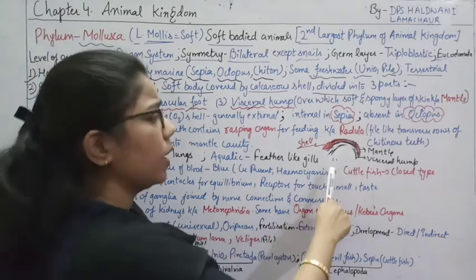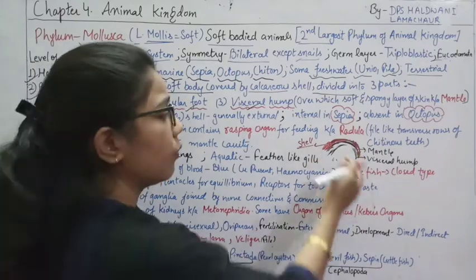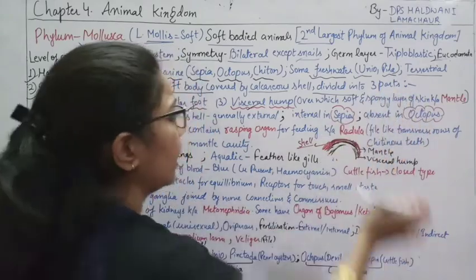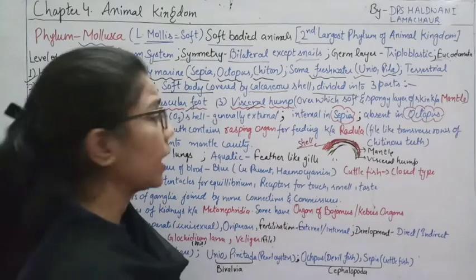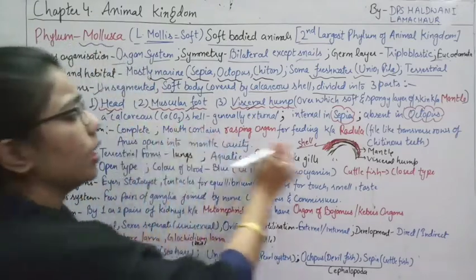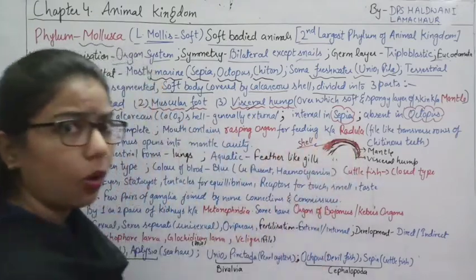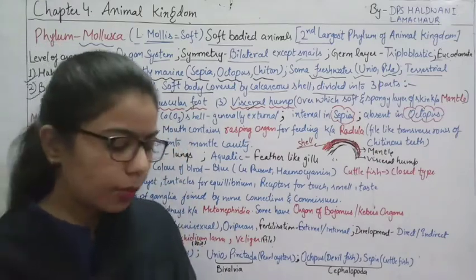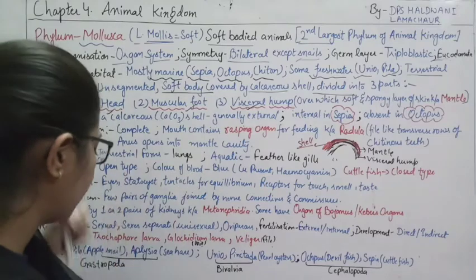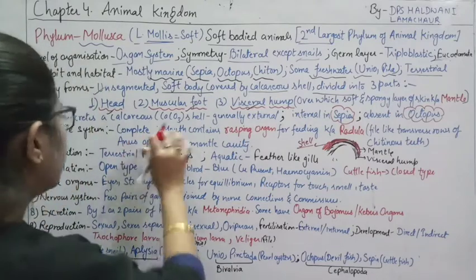In this visceral hump there will be a soft spongy layer, which is known as the mantle. This mantle secretes a chitinous or calcareous shell, which is known as the shell of the molluscans, and this shell is made up of calcium carbonate. Along with this calcium carbonate it is made up of some conchiolin protein.